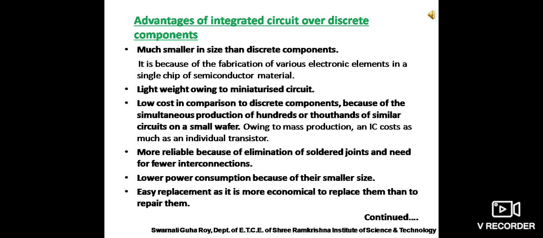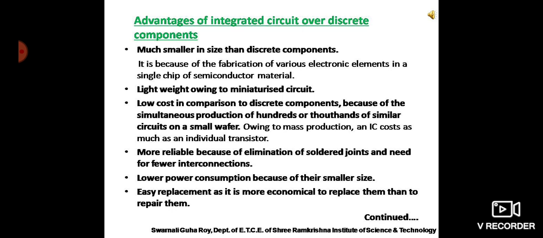Now, because of the small size, that is, it is less bulky, it is not bulky at all, it is much lighter in weight. The third point is that it is of low cost. It is very much cost effective compared to discrete components, because we can produce hundreds and thousands of similar ICs at the same time, that is simultaneously.